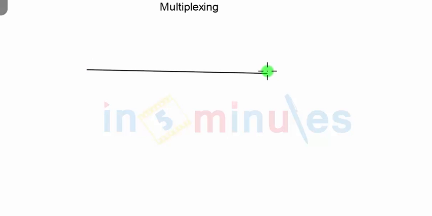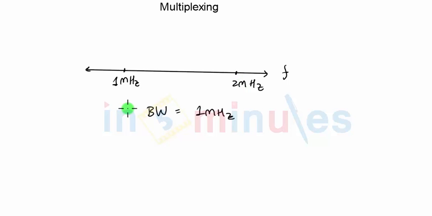Let us take a communication channel that is available to us. Let's say for example, this is a frequency axis on which there is a communication channel which has got bandwidth from 1 megahertz to 2 megahertz. So right now we are having a channel with bandwidth of 1 megahertz, and the channel starts at 1 megahertz and goes up to 2 megahertz on the frequency scale. And let's say my aim is to transmit 10 information signals such that the bandwidth of each and every signal is, let's say for example, 10 kilohertz. So 10 signals each of bandwidth 10 kilohertz is what we want to transmit.